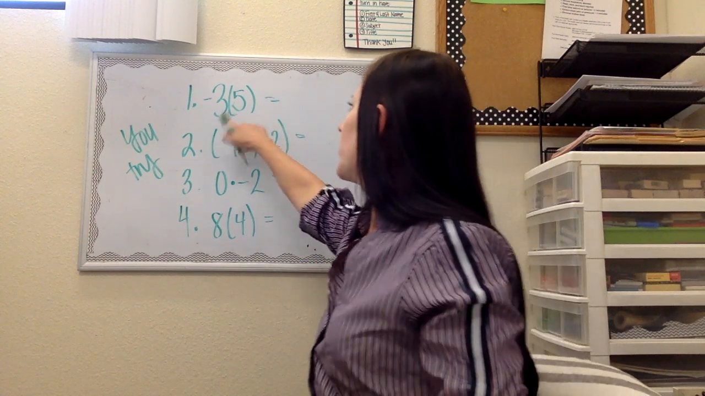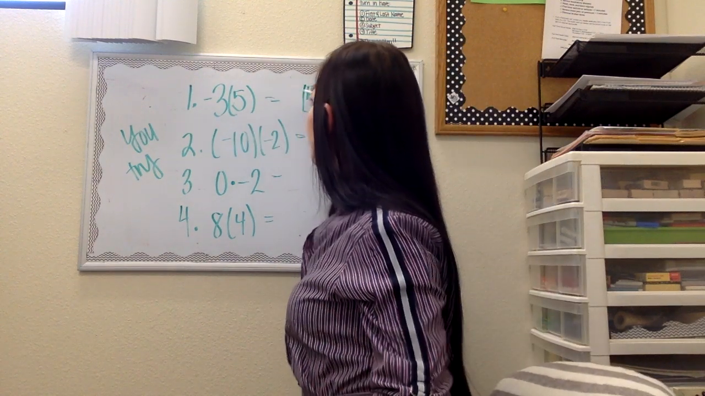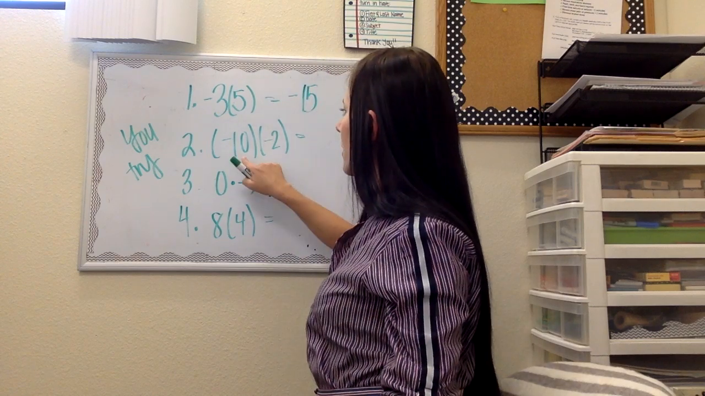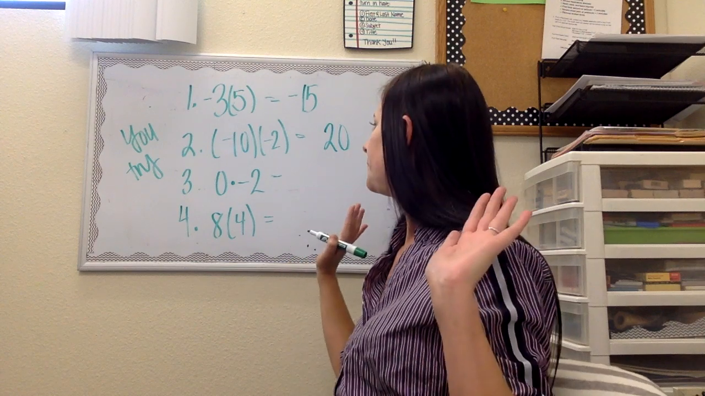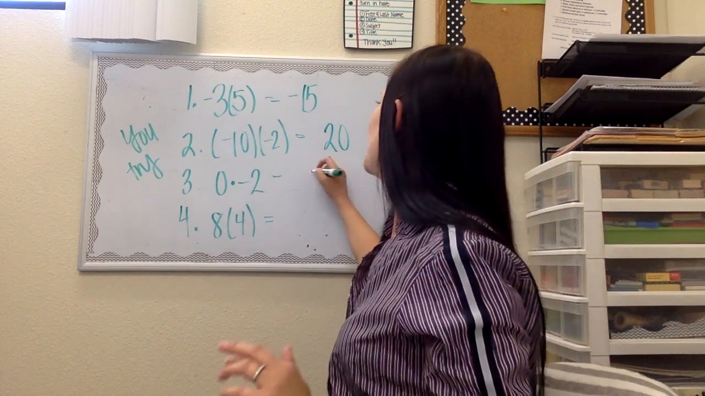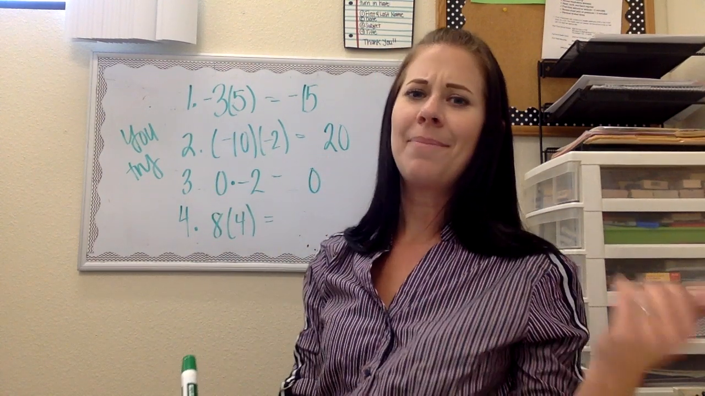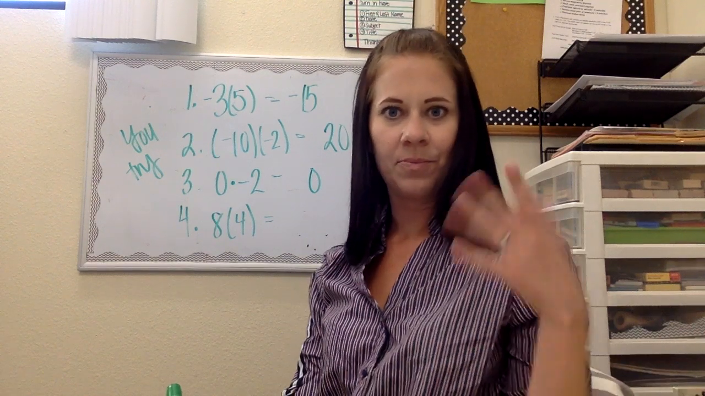Okay, hopefully you tried it. So 3 times 5 is 15. Different signs, it's negative. 10 times 2 is 20. Same signs, it's positive. 0 times negative 2 is just 0, and we can't make that positive or negative. Okay, so don't forget that.